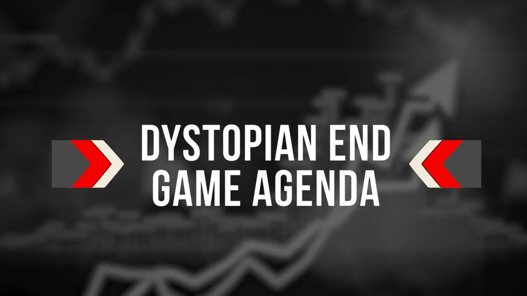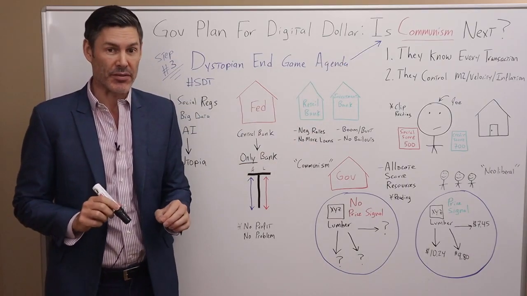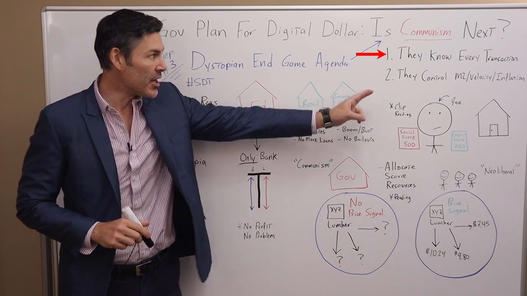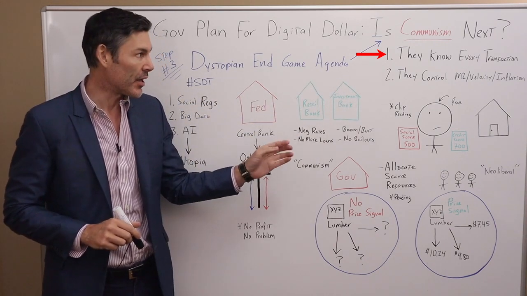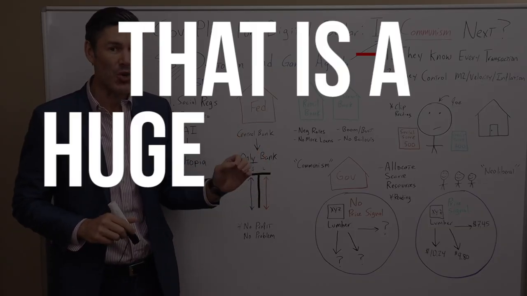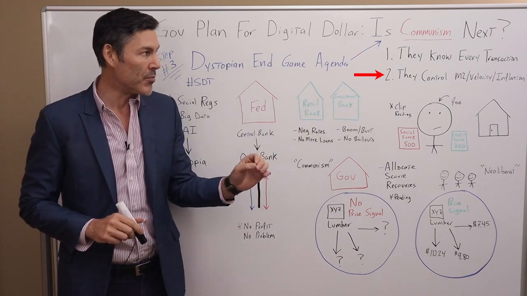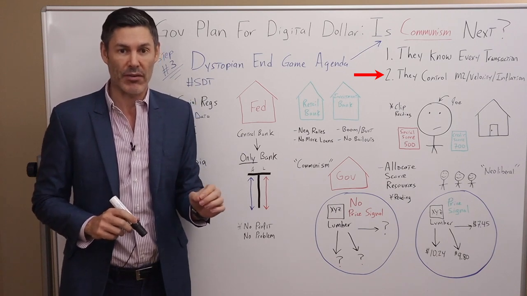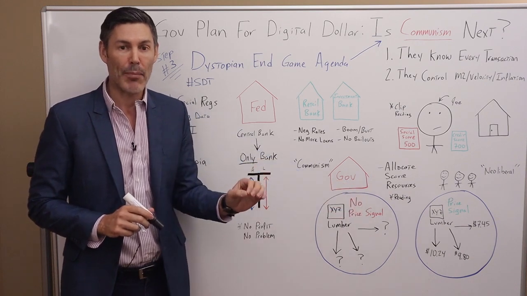Step number 3, the dystopian endgame agenda. Does it take us straight to communism? I'll let you be the judge. So what we've learned in step number 1 and 2 is they know every single transaction if we all have accounts with the Fed. That is a huge amount of data. Also, they have control over M2 money supply velocity, therefore the rate of inflation. Let's take this to its logical conclusion, or what could happen as a result.